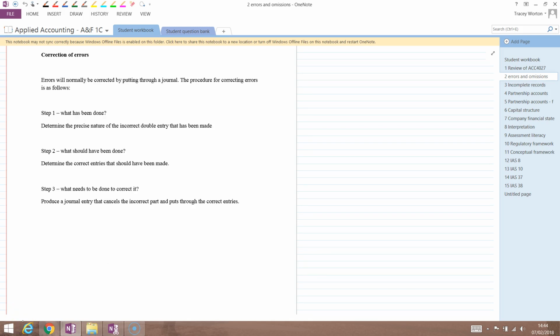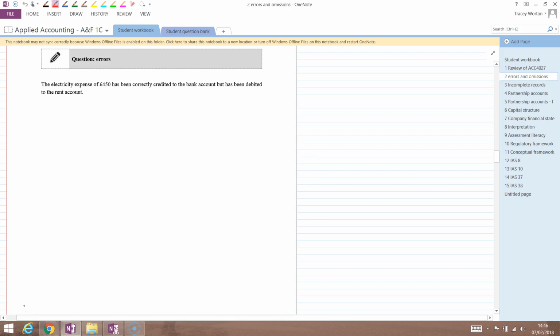So errors will normally be corrected by putting through a journal. The procedure for correcting errors is as follows. So step 1, what has been done? So what entries have been made? Secondly, what should have been done? So determine the correct entries that should have been made to record the actual transaction. And thirdly, have a look at what needs to be done to correct it. So produce a journal entry that cancels the incorrect part of the entry and puts through the correct entries.